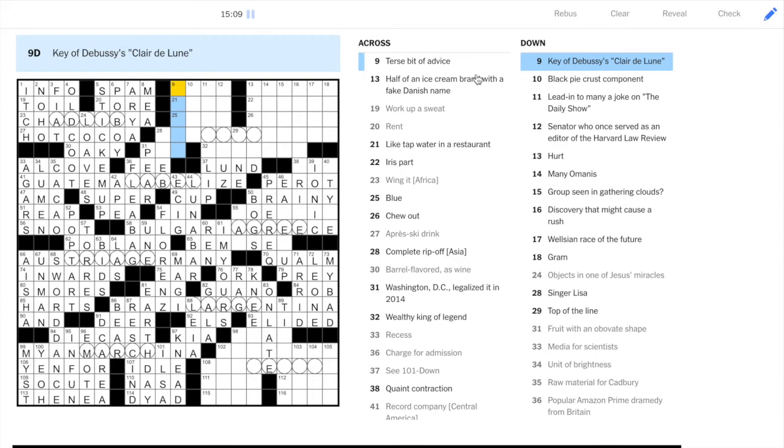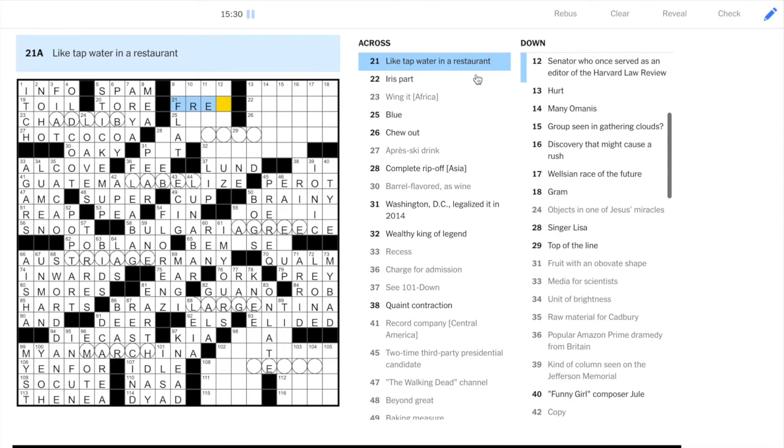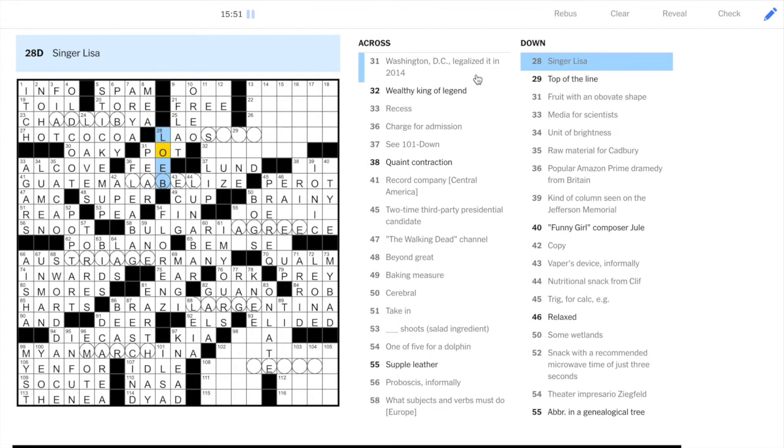Usually what you'll see here is you'll see a letter, A to G, for the notes of the scale. And then you'll see major or minor. But here we have room for one letter, and then we have four letters after it. So I know that these four letters are going to be flat. Tap water is free. So here we have the AO, so I can put in Laos. And then I guess DC legalized pot.